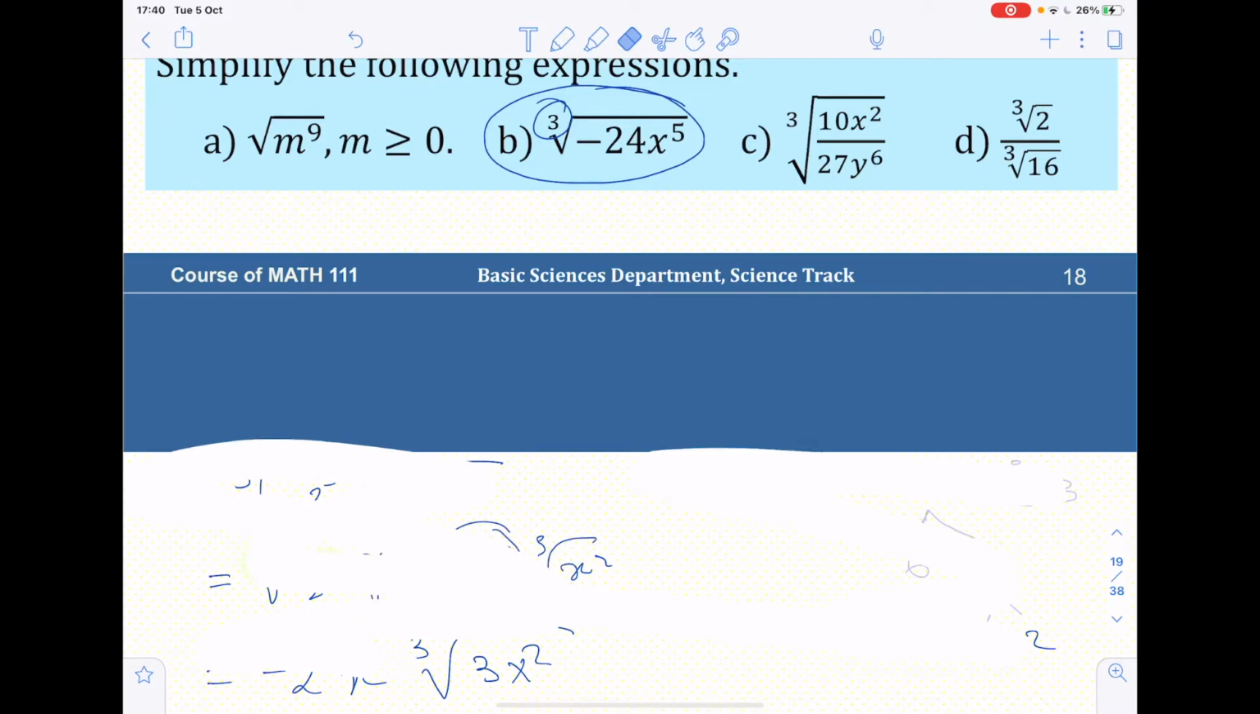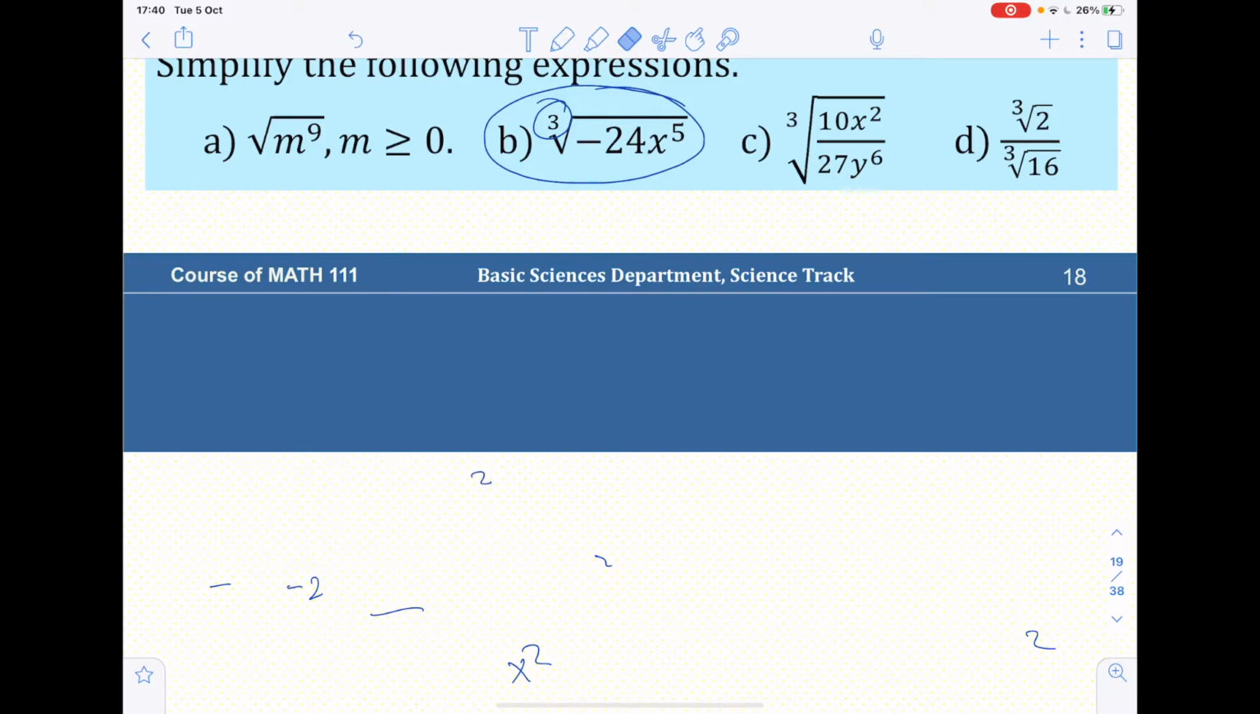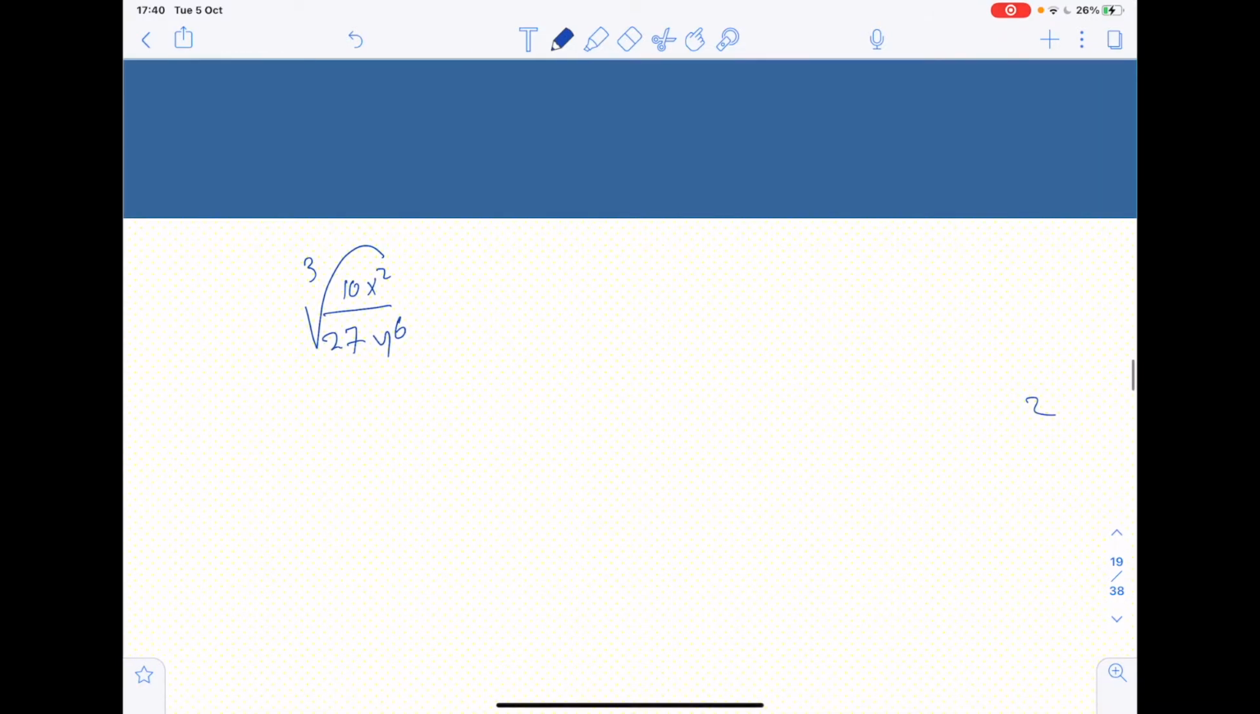Next one. We have the third root again of 10 x squared over 27 y to the power 6. So the same thing, you ask yourself, can you write 10 as a number to the power 3? Of course not. And also x to the power 2, there's no way to have power 3. So I will leave the numerator as it is, and then I will work on the denominator.